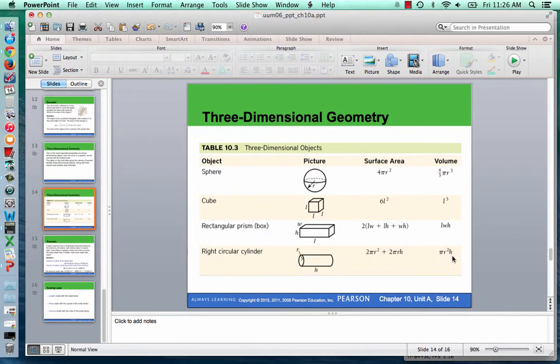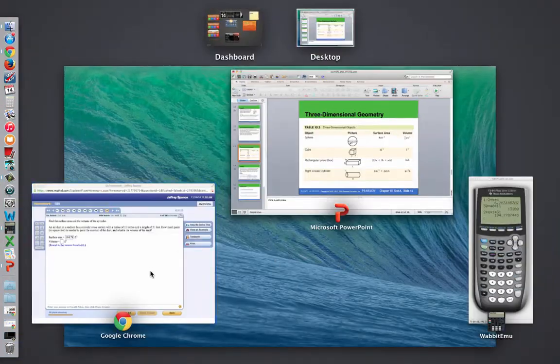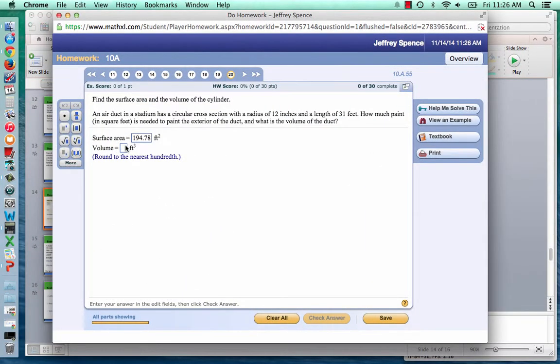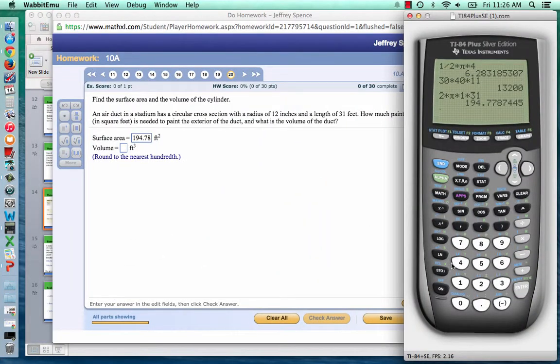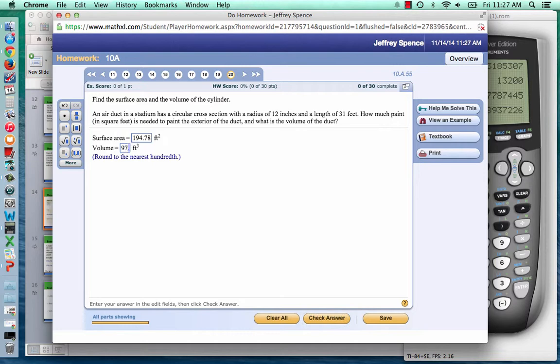The volume, remember we have our volume formula right here. It's just pi r squared times height. The base is the circle. That's the pi r squared times the height. So remember, I have to use the radius as 1 foot and not 12 inches. So pi times r, which is 1, squared, times the height, which is 31. And the volume is 97.39 feet cubed. Make sure I have that right.